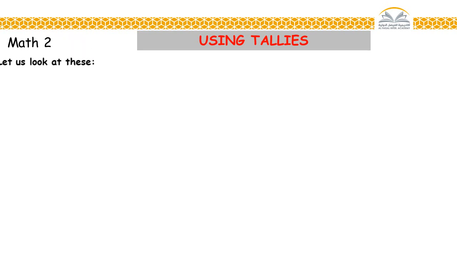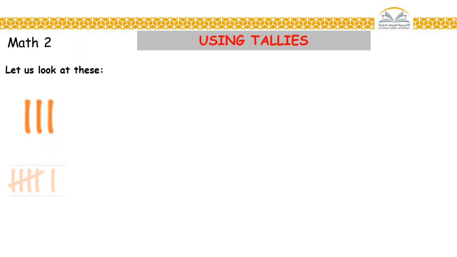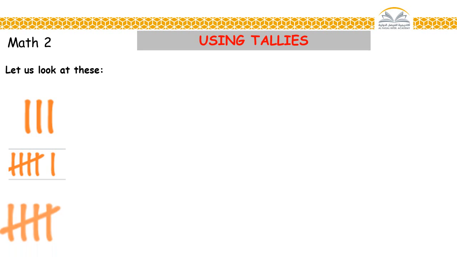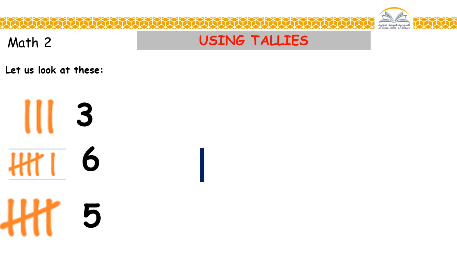Look at this. These are called tally marks. They simply mean 3, 6, and 5. What are tally marks? Tally marks also are called hash marks. They are a form of numeral used for counting. They are most useful in counting ongoing results, such as the score in a game or sport.